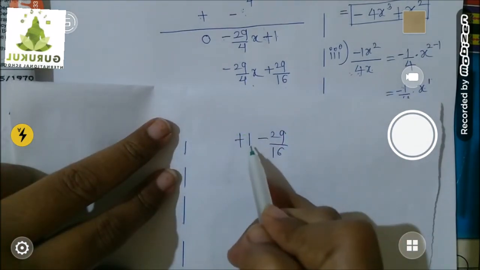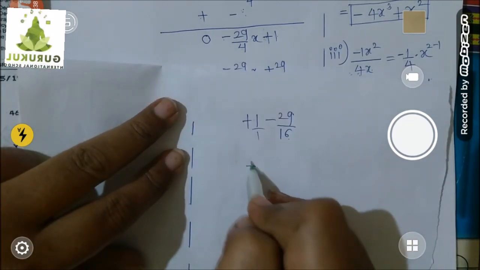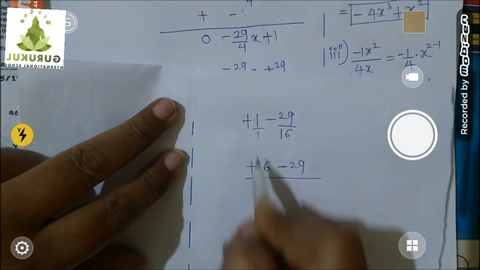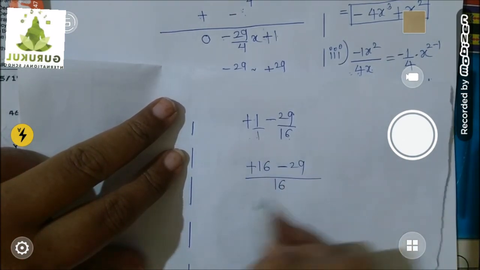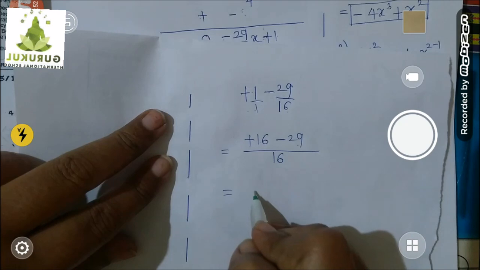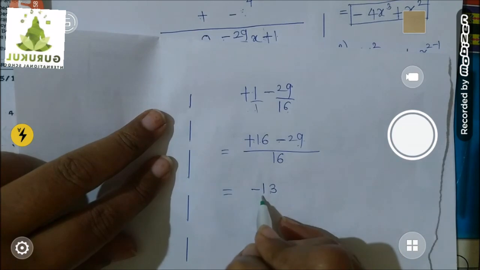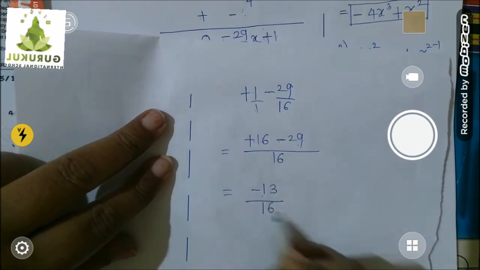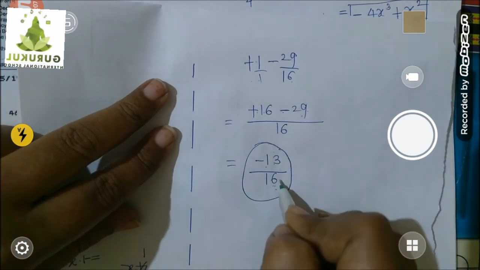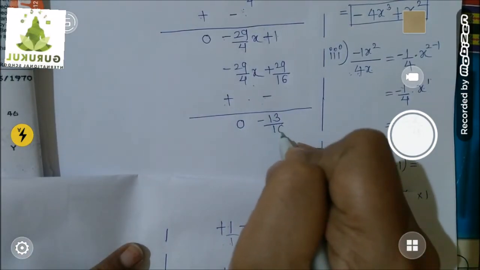So how to subtract? Only 1 means 1 upon 1. So cross multiply. 1 into 16 is plus 16. This minus 29 ones are 29. Whole divided by denominator into denominator, 1 into 16, 16. So the next step is what? Plus 16 minus 29. The answer is minus 13. Opposite sign, subtract the numbers, put the greater number's sign to the answer. Divided by this denominator. Can you divide it further with a common number? No. So this one is the final subtraction answer. Okay, so I am taking minus 13 upon 16 as the subtraction answer.